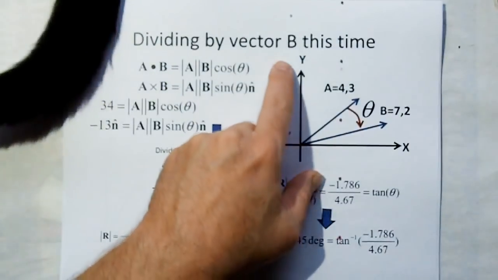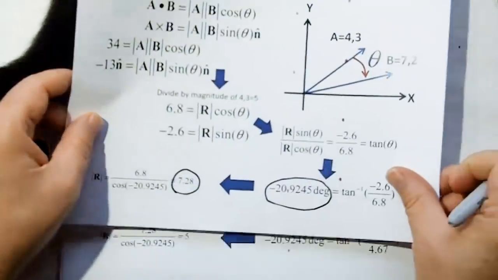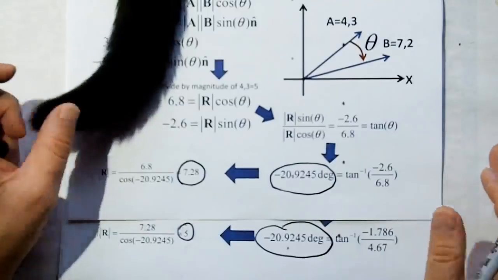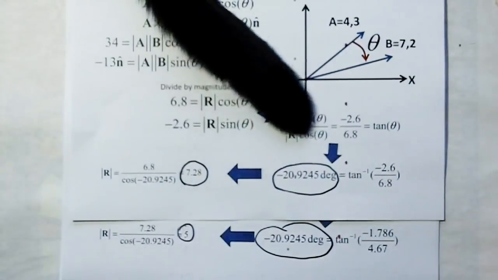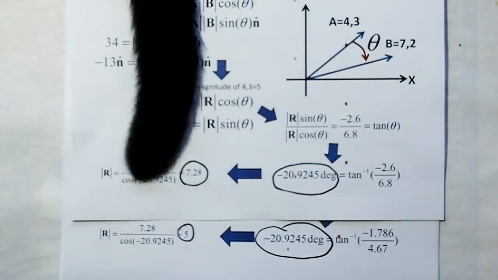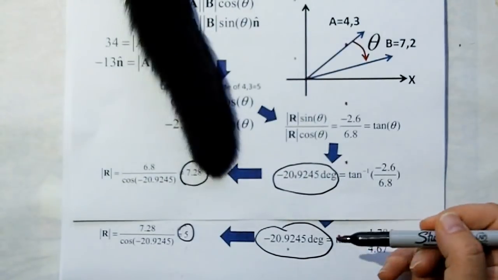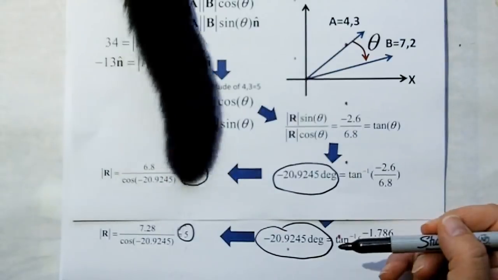This time we're going to divide by vector B. This time we end up with the right magnitude and the right angle, but again, it's the same angle. But what do we do with it? We don't know. There is not enough information that says we either need to add to or subtract this angle from the angle of our dividend or divisor.